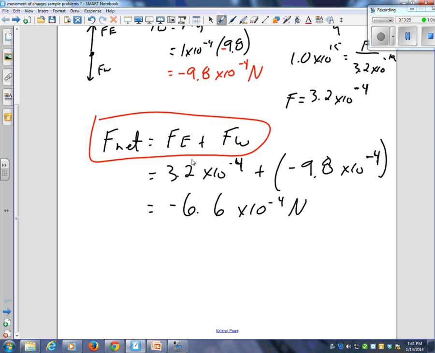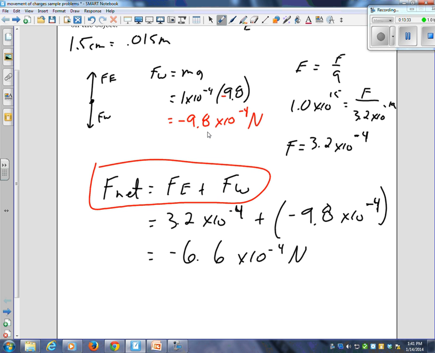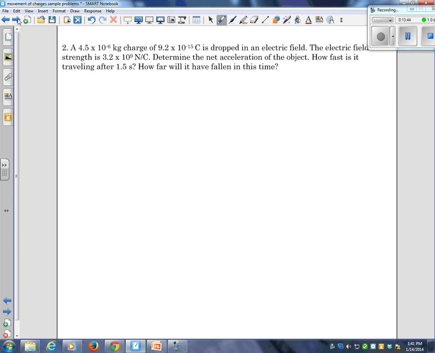Okay, so is that my answer? Is that what the question asked for? Determine the net force on the object. That wasn't so bad. Is that any different than an applied force, friction force kind of question? Not really, it's just got crazy numbers. Okay.